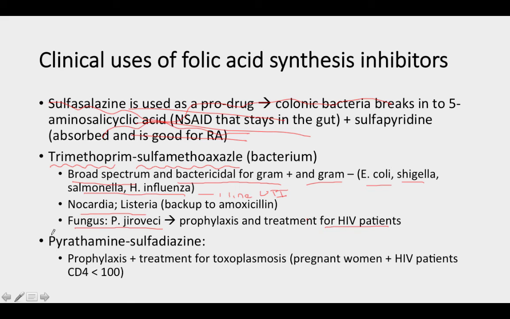Another combination that's used in clinical practice is pyrimethamine. That's your dihydrofolate reductase inhibitor, and your sulfonamide sulfadiazine, so a dihydropteroate synthase inhibitor. And that's used for the prophylaxis and treatment of toxoplasmosis in pregnant women who might have been exposed or have contracted toxoplasmosis, and HIV patients with a particularly low CD4 cell count, below 100. I hope that makes sense.